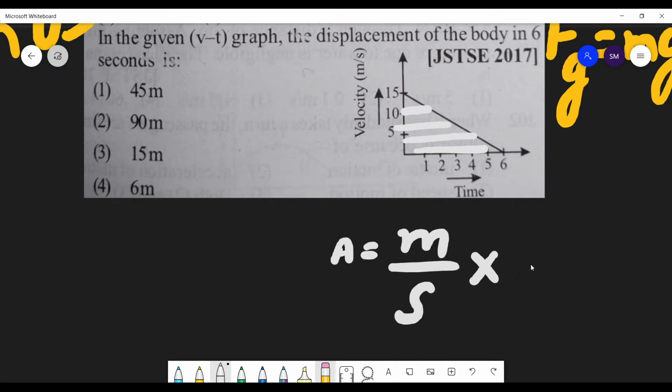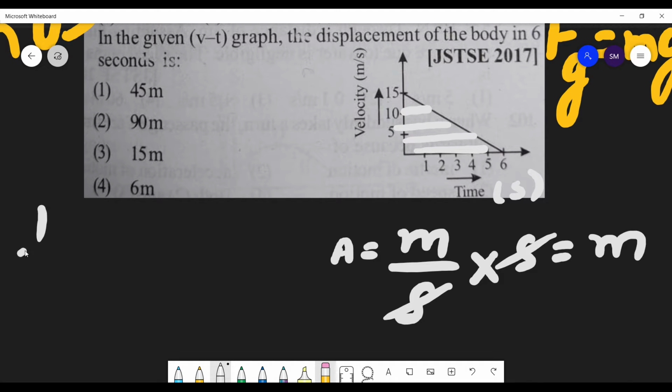Yes, 90 meters. So in the velocity time graph, what does the area under the graph tell you? Distance. Yes. You can multiply the units of the y-axis and x-axis. So meter per second into time, whose units are seconds. Meter per second into second, you get meters. Meter is the unit of displacement, right? So this area will give you the displacement.